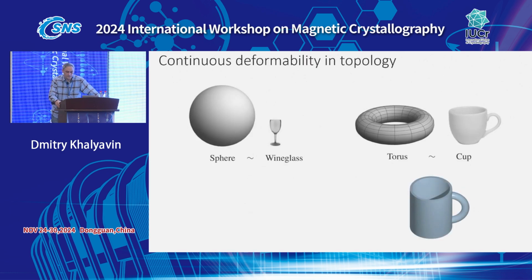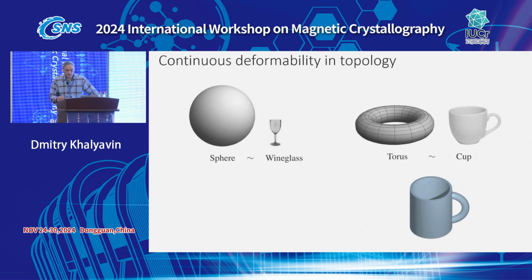Okay, so generally speaking, topology deals with spatial properties of objects which are preserved under continuous deformation. On the left side of the slide you can see two objects, a sphere and a wine glass, which look very different, but from a topological point of view they're identical. And the same on the right side of the slide, you have a torus and a teacup, which are also topologically identical objects, and they can be transformed one to another.